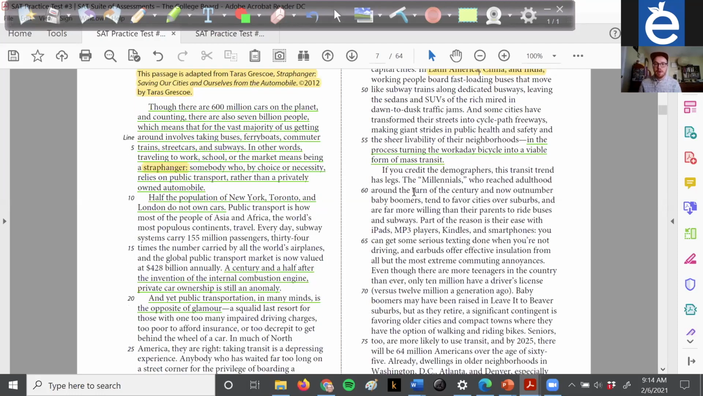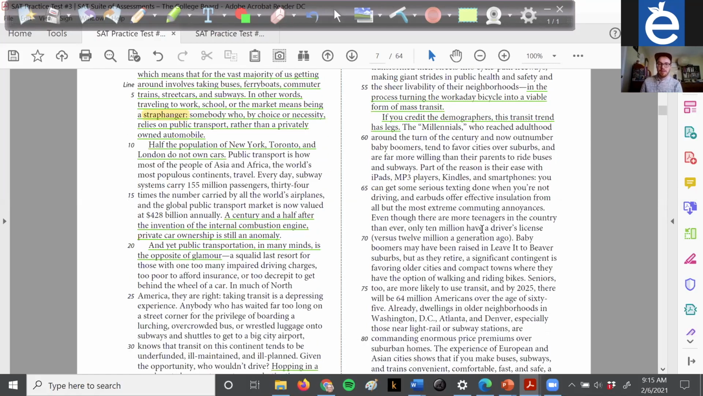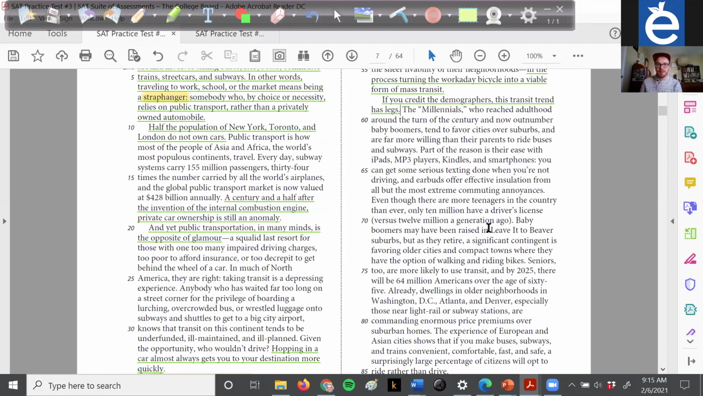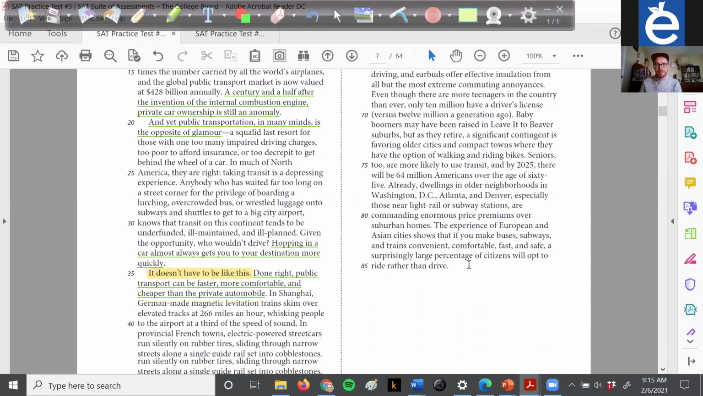If you credit the demographers, this transit trend has legs. Okay? So if you've heard that idiom before, if something has legs, that means it has strength. It's actually going somewhere. It can stand on its own. It's kind of what that metaphor means. So they're going to talk about how this trend increases in strength.